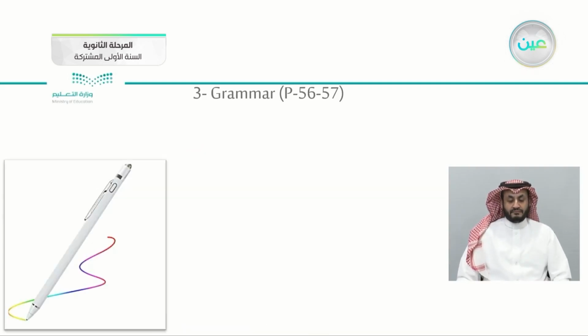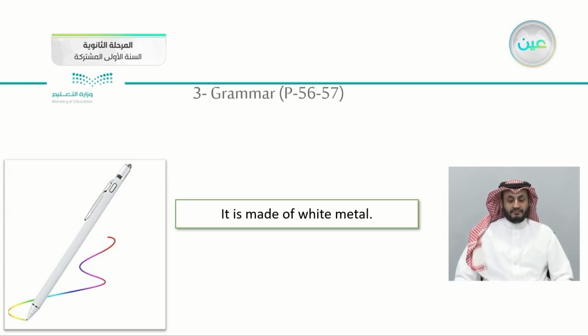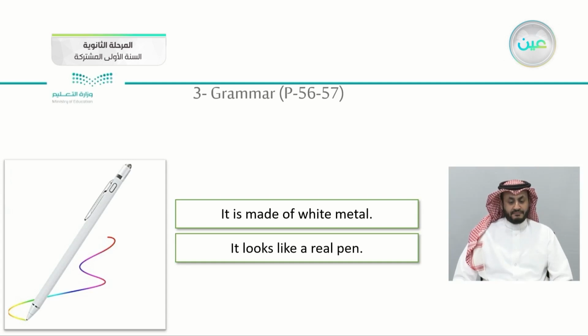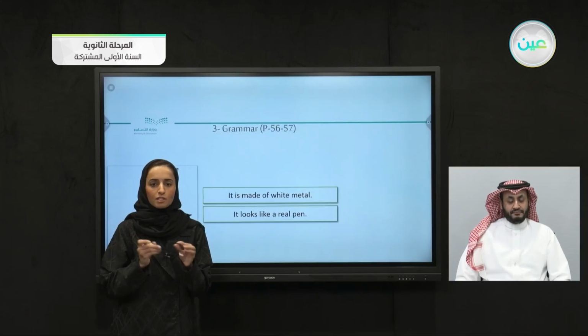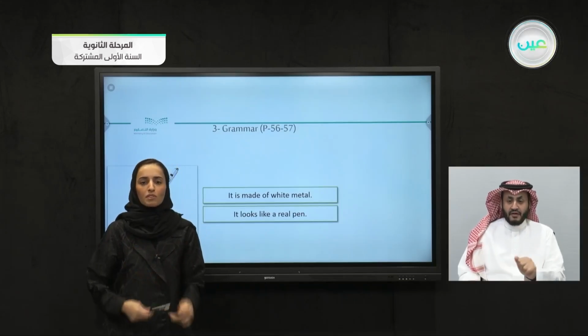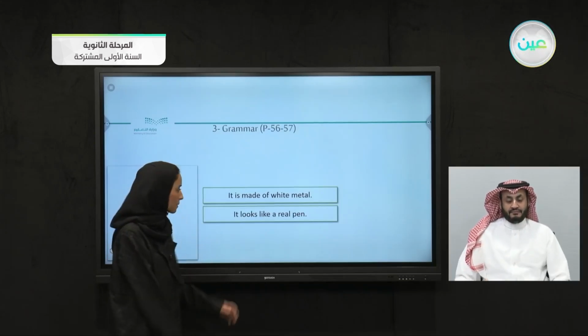So let's get started. We're still speaking about the pen that we have spoken about in the discussion and the previous grammar lesson. This is a pen that I can write with on a touch screen. I will tell you about it. This pen is made of white metal. So the material is metal and the color is white. And also, it looks like a real pen. At first glance, when you look at it, you will think that it is a real pen. However, it is not actually a real pen.